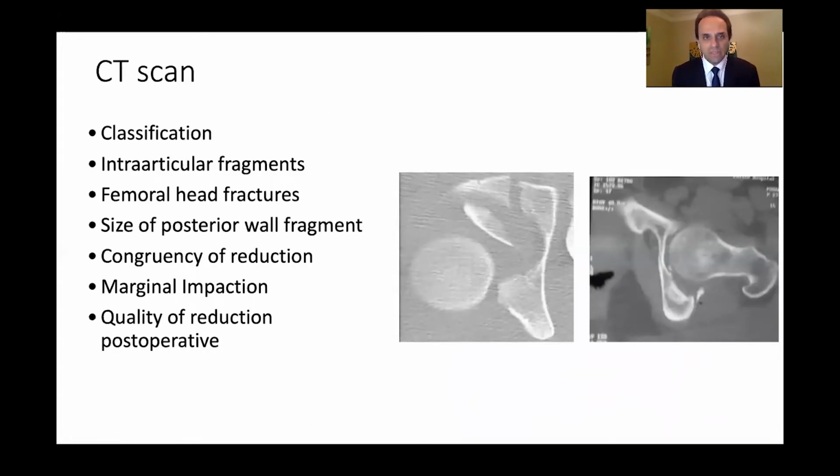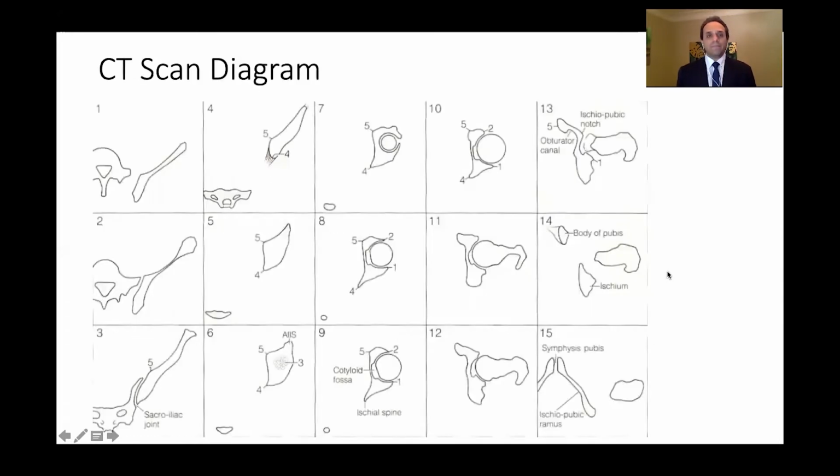Then we come to the CT, which is very important in acetabular fractures because we need to know the classification of acetabular fractures. It will show us intra-articular fragments, whether large or small like this. It will show us if there is a femoral head fracture or not, the size of the posterior wall, if it's small or if it's large, the congruency of the reduction, the marginal impaction like the one you see here, and the quality of reduction post-operative.